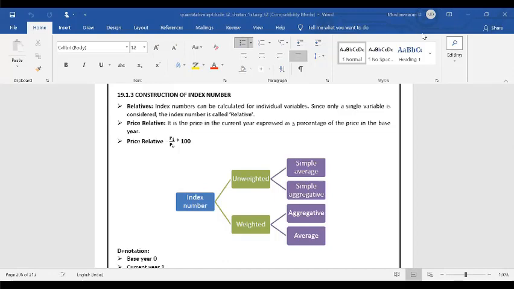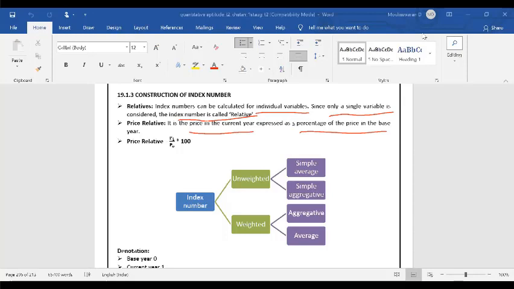See here, index number can be calculated for individual variables. For one single variable also we can calculate. For weight, we can calculate whether it is increased or not. For price, whether it is increased or not. For a single variable, we can calculate. Since only a single variable is considered, the index number is called relative. Here, price relative means the price in the current year expressed as a percentage of the price in the base year.